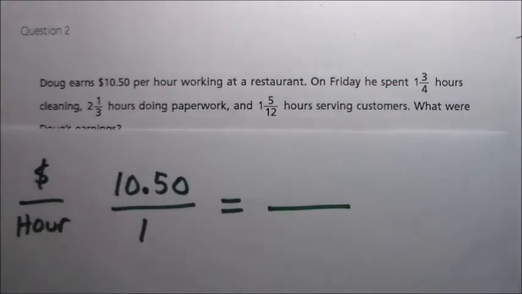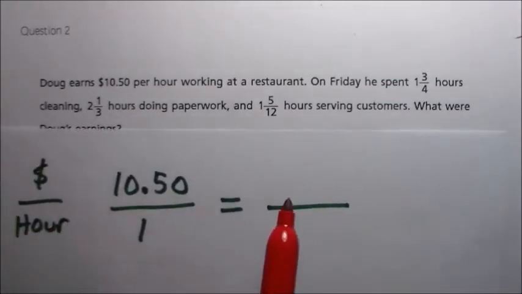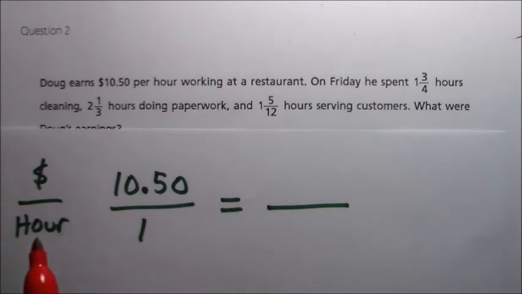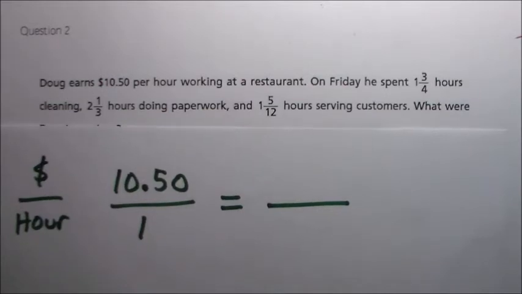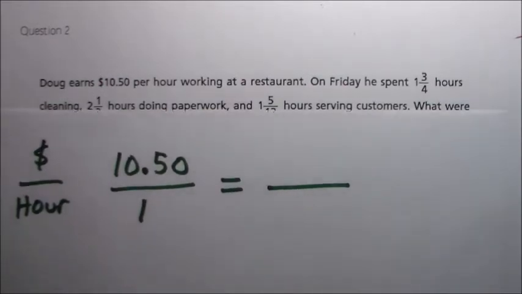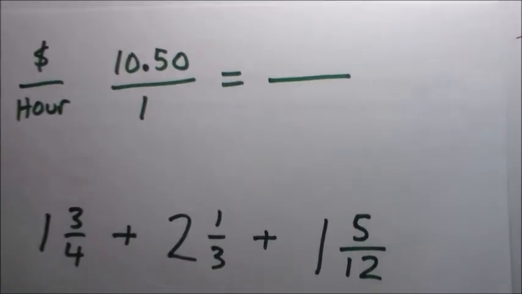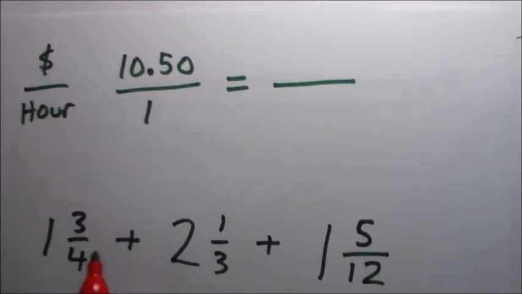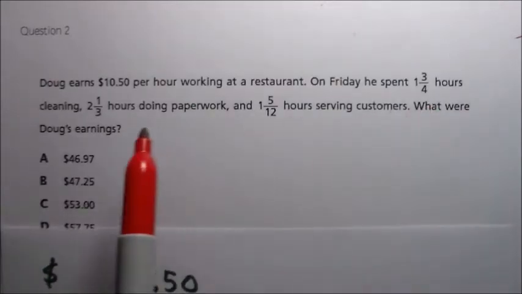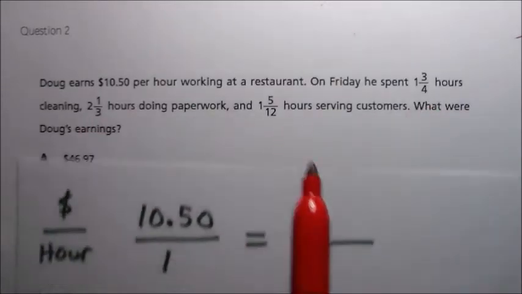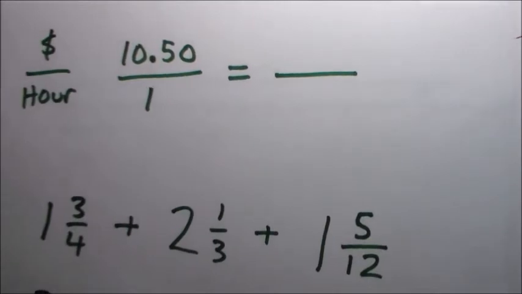All right, so we want to find out how much money he's going to make, and to do that, we need to know how many hours total he worked, because then he will have earned $10.50 per 1 hour, and we can set up a proportion and multiply that by the amount of hours he worked, and that will give us our answer. Okay, so we have 1 3/4 plus 2 1/3 plus 1 5/12. Where do we get these numbers from? Well, they're from the problem, right? 1 3/4, 2 1/3, 1 5/12. Okay, so far so good.